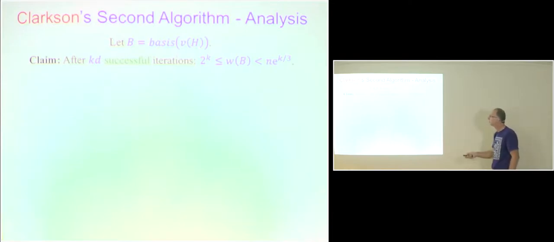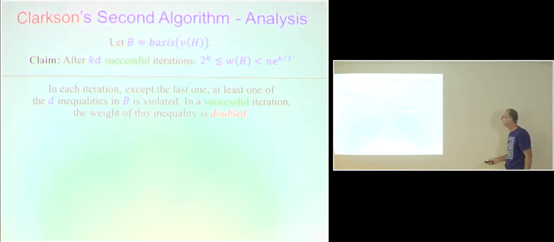I claim that after kd successful iterations, if there were kd successful iterations. Eventually, the algorithm terminates, and then there are not so many iterations. But if the algorithm did perform at least kd successful iterations, then we have the following bounds on the total weight of B. It's at least 2 to the k, and it's at most n times e to the k over 3. Okay? So we'll prove this lemma, and we'll see why this solves all our problems.